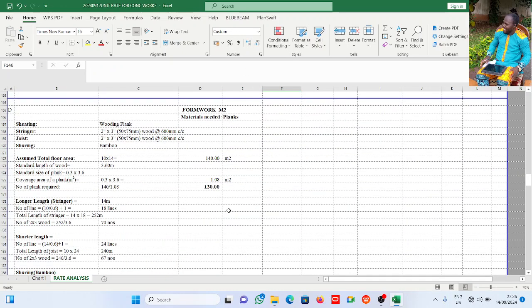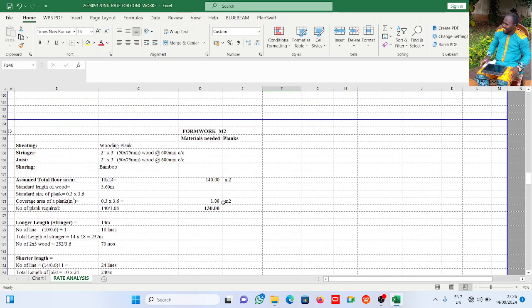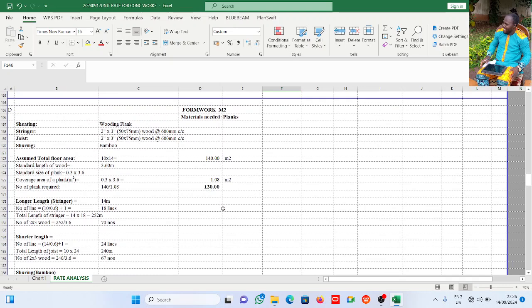All right, so quickly we'll go to Formwork. In Formwork, we can either use plank or a marine board. We'll be looking at two of them: when we use plank and when we use marine board.